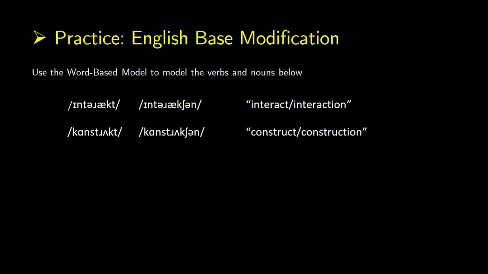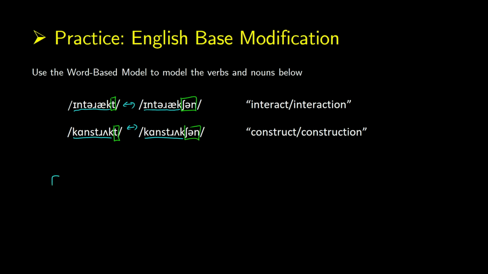So let's try another one, and this is an interesting case of interact, interaction, construct, construction. So with the word-based model, we're basically trying to find some parallels between these two forms. So what we might do in this case is look at everything that's similar. So in both cases, interact, interaction, construct, construction. And now what's going to be different here? Well, the T is being changed to a shun in both of these cases. So I think we know how to do this.